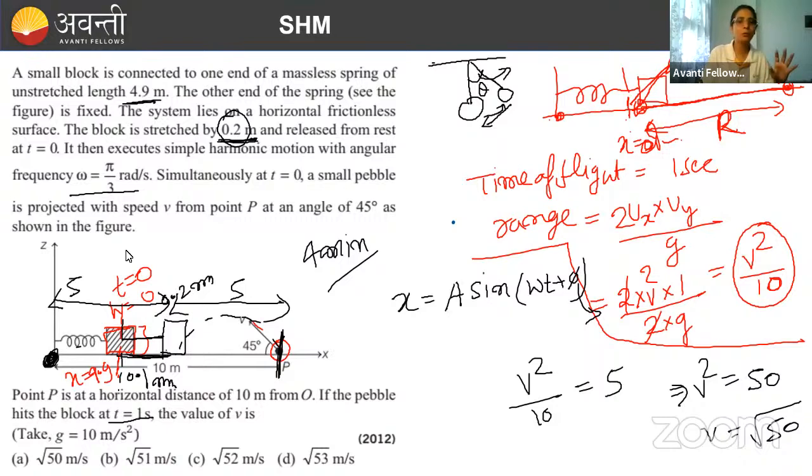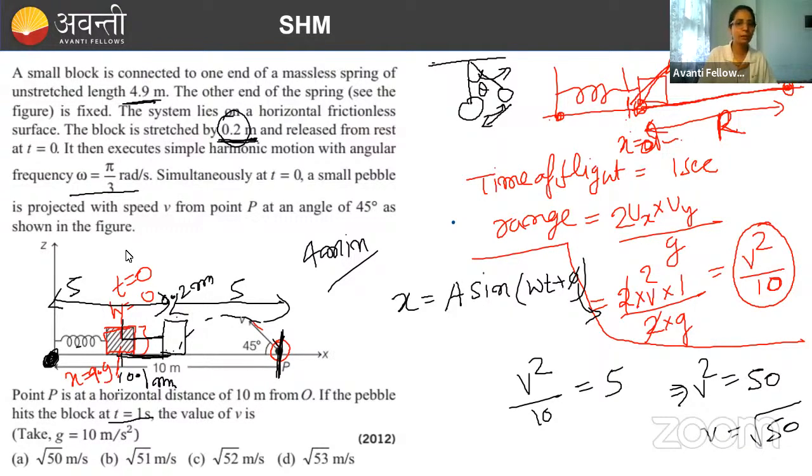It was simple. If you know things, initially you will see at t equal to 0, what is that extreme position? So the equation of SHM is x equal to a cos omega t. A value is 0.2 meter. Omega value is given. So calculate the position of the block at t equal to 1 second. That is at 0.1 meter from the equilibrium. So here, what is its distance from the stone? Now let's see that. So that is 5 meter. It means if it is hitting it in 1 second, range is 5 meter.